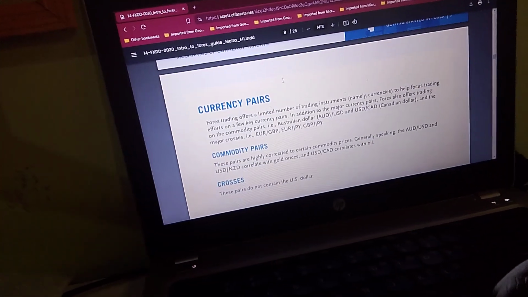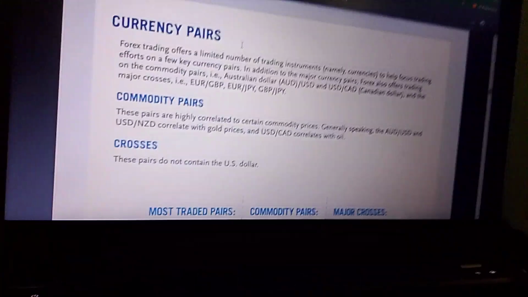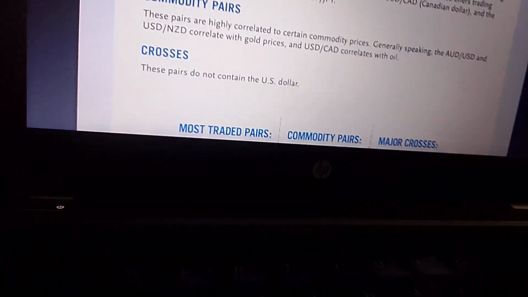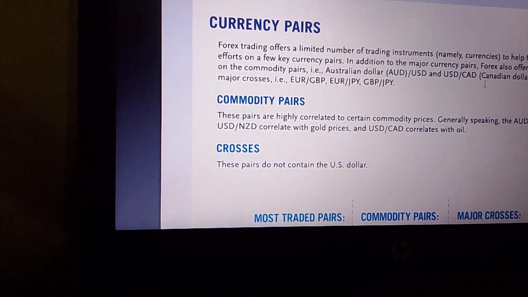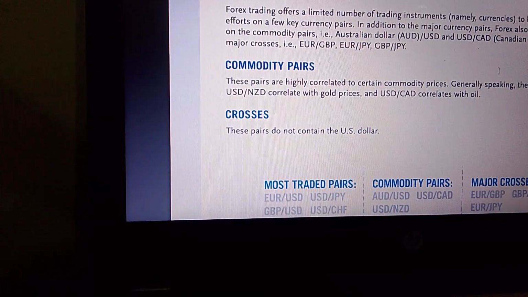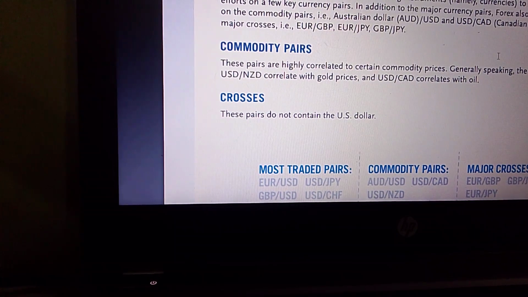So now let's move on to the next thing. Currency pairs. This looks like it's quite some continuation. So Forex trading offers a limited number of trading instruments, namely currencies, to help focus trading efforts on a few currency pairs. In addition to the major currency pairs, Forex also offers trading on the commodity pairs.